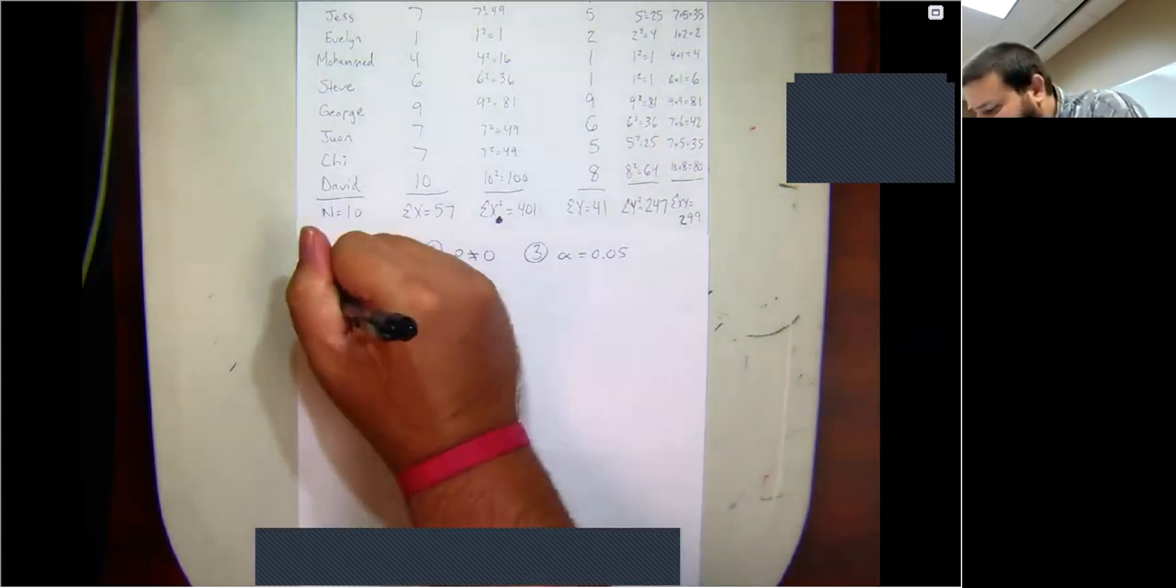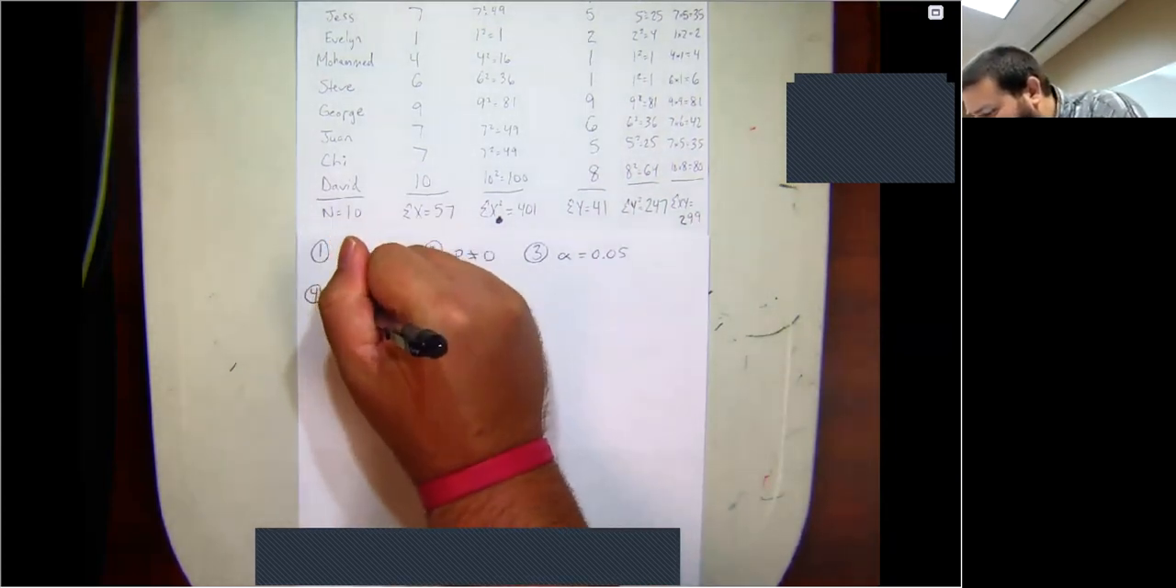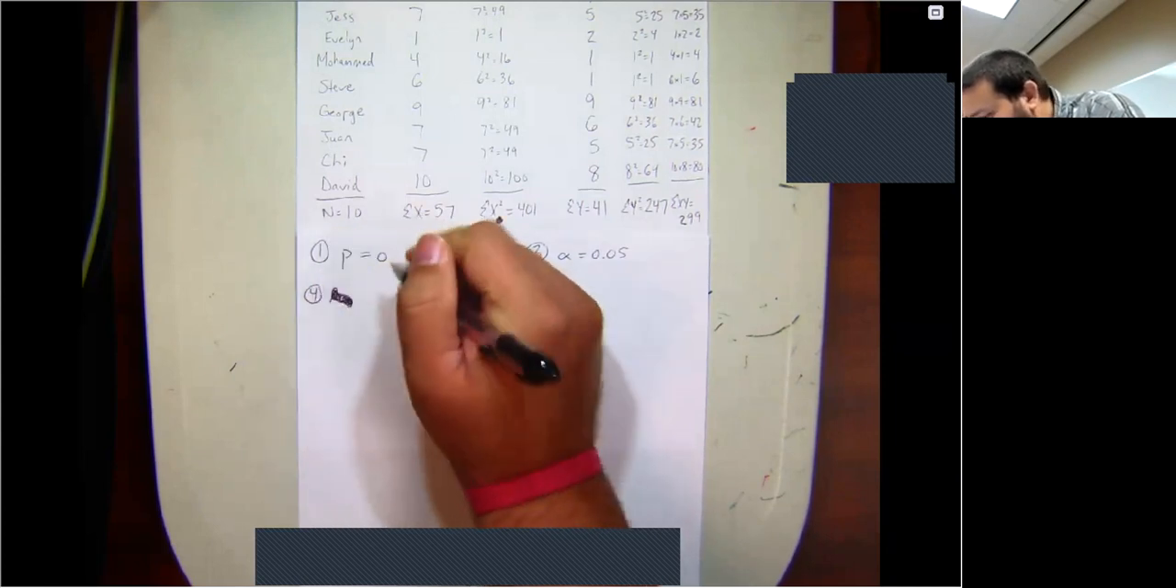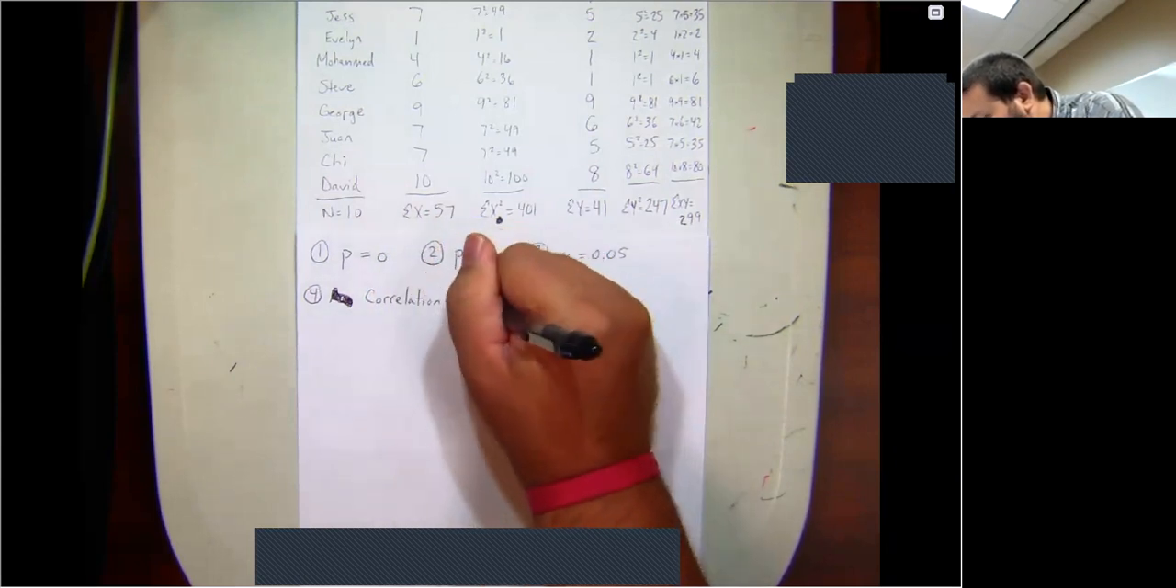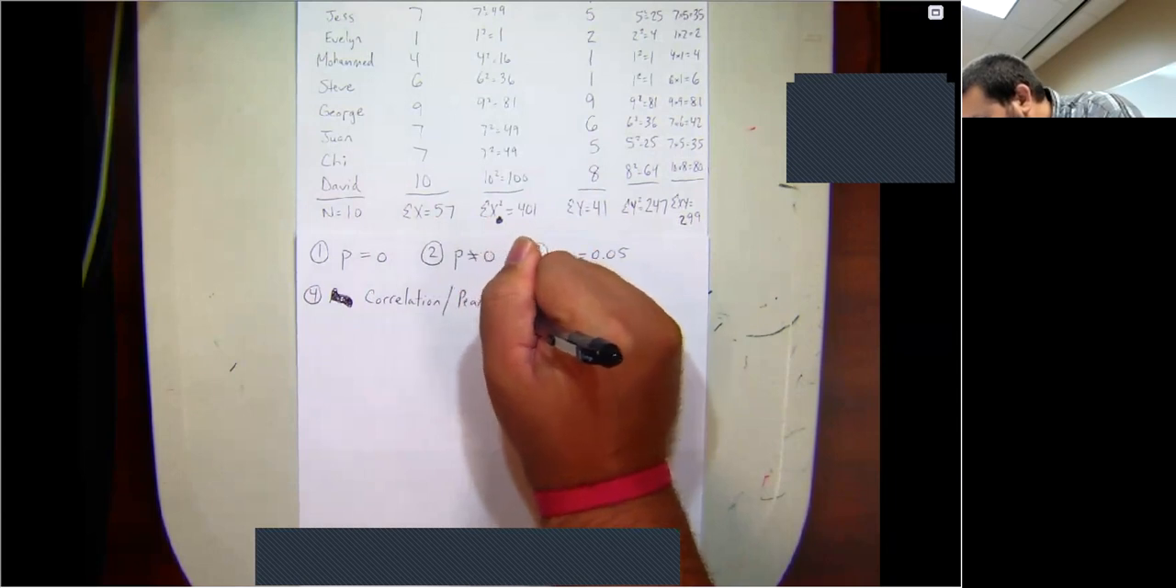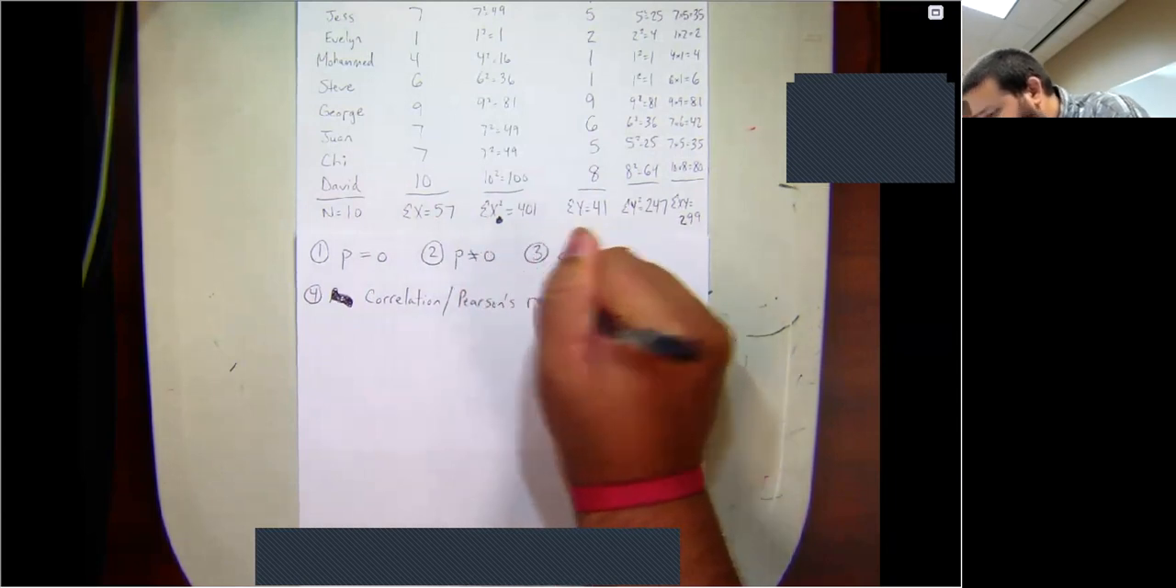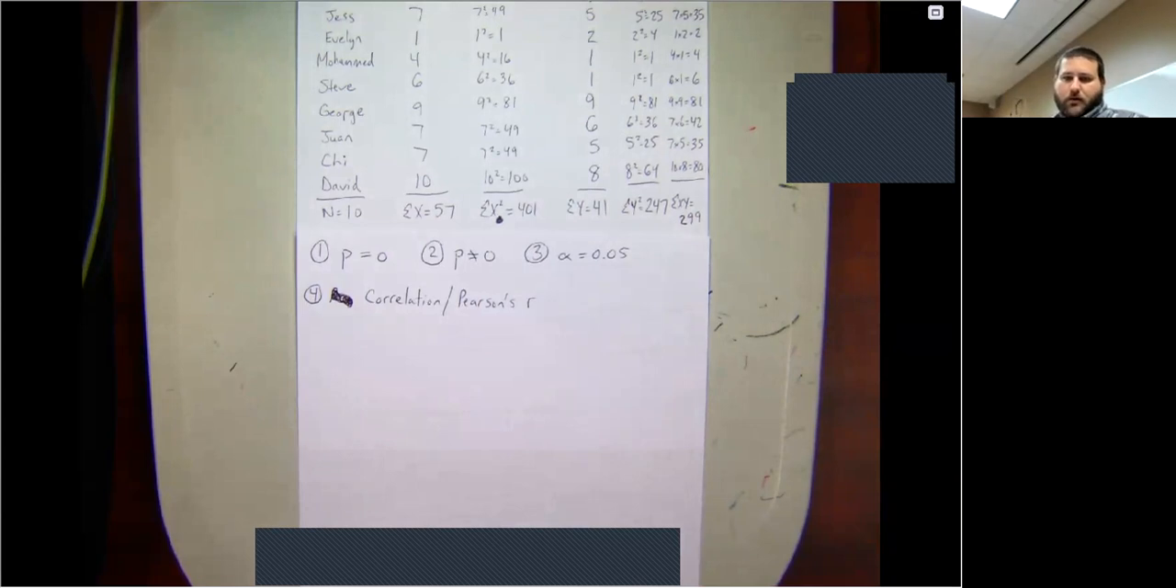Step 3, state the alpha. For us it's always 0.05. Step 4, what kind of test is it? This time it's a regression. I'm sorry, what am I doing? Sorry, getting ahead of myself. This time it's correlation / Pearson's r. Pearson's r is the actual value, but the correlation's the test.